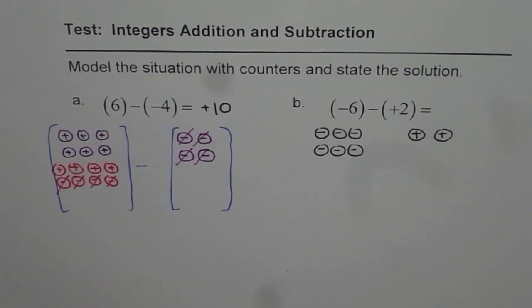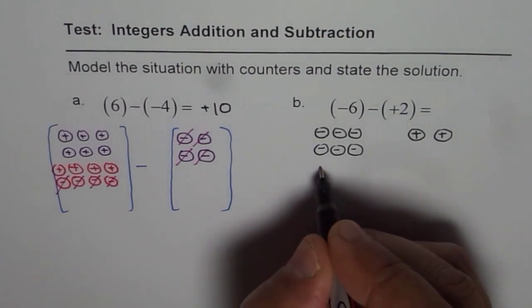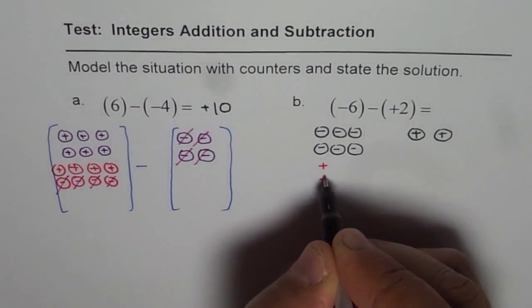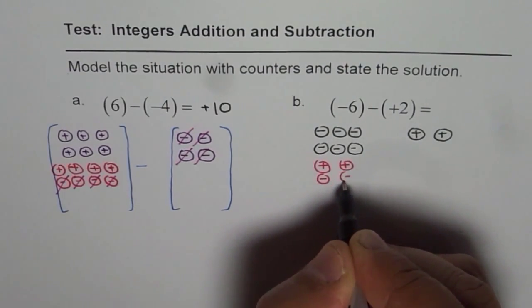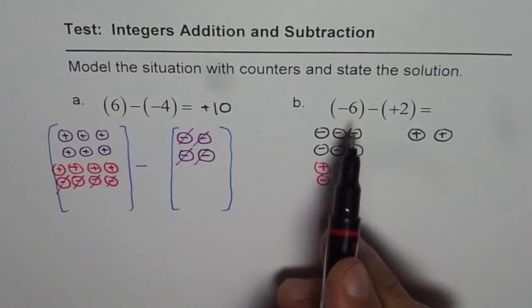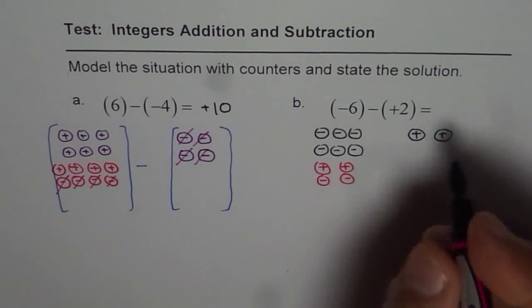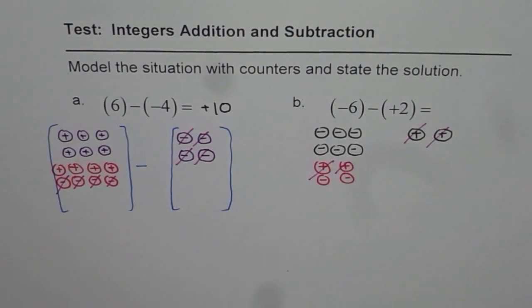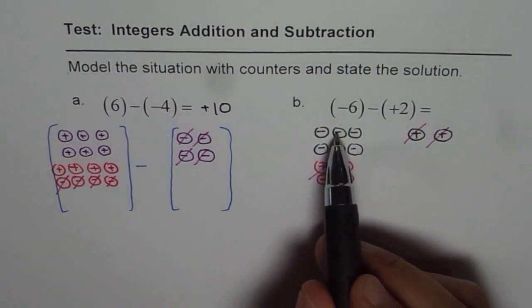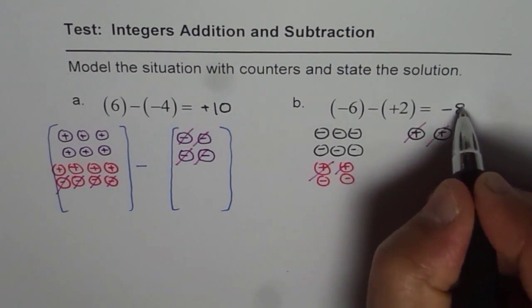So let's add zeros, right? 0 is a combination of plus and minus. So we'll have 2 zeros. So this is the first 0, right? A combination of plus and minus. So we added 2 zeros to our group. Now we can take away +2. So that is taking away +2. So what are we left with? We are left with the solution, which is 1, 2, 3, 4, 5, 6, 7, 8 negative. So we get -8.